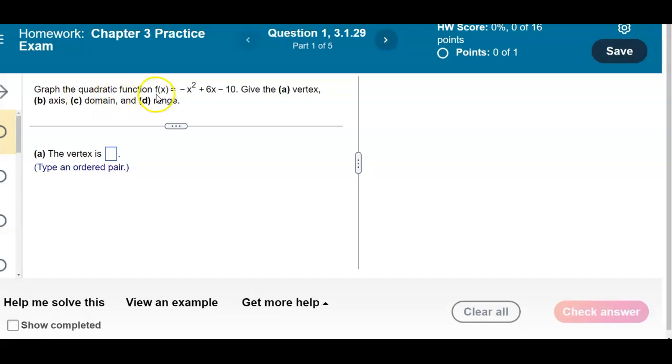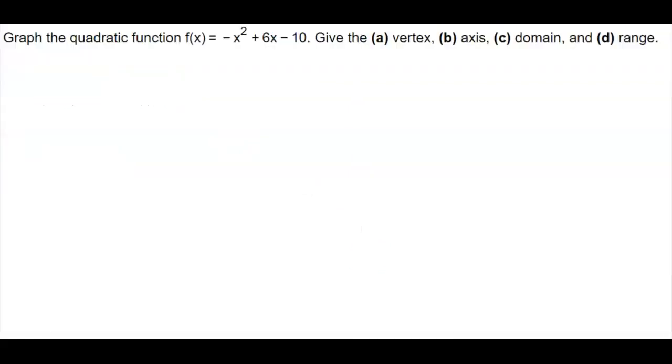Graph the quadratic function f of x, which is equal to negative x squared plus 6x minus 10. We want to give (a) the vertex, (b) the axis of symmetry, (c) the domain, and (d) the range. So let's go ahead and take a look at this.